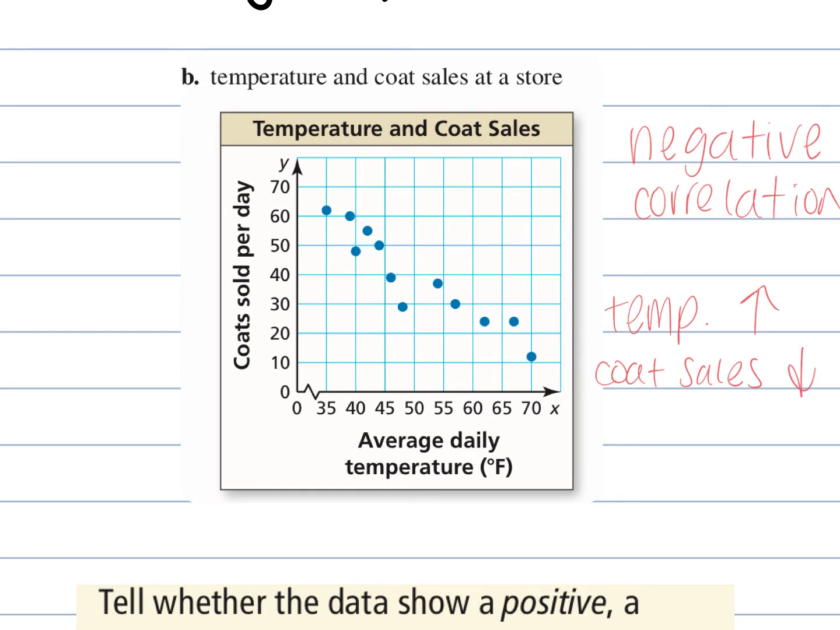So as temperature increases, coat sales go down. Why would that happen? Christian? Nobody wants a coat when it's 90 degrees. Do you guys get that?